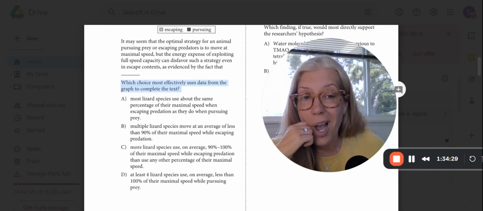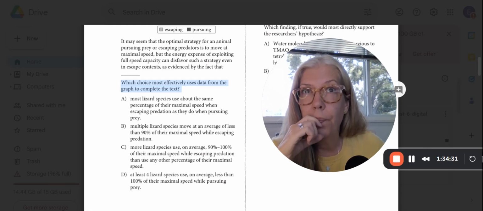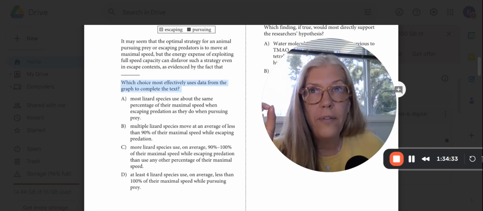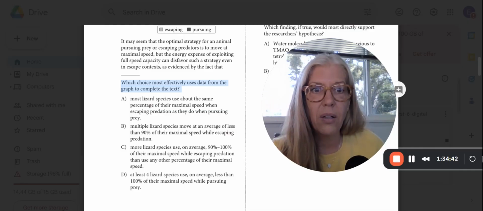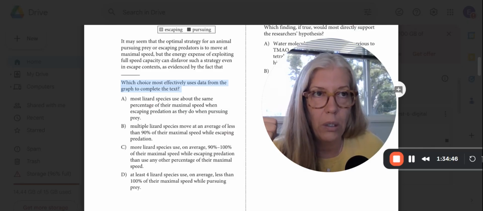In order to save time, I often will save these. I don't know if you've noticed, but I tend to spend a little more time on the graphs than I do on the reading, because I know exactly what I'm looking for in the reading. I've done 100 million of them, and they tell us in the question what we're looking for.